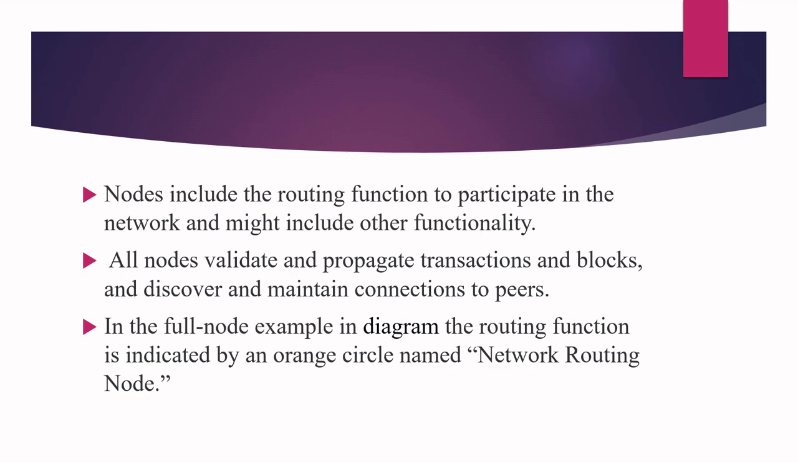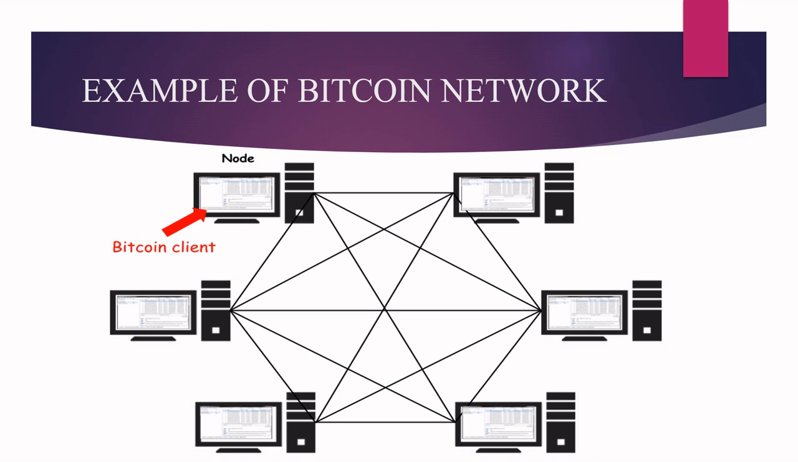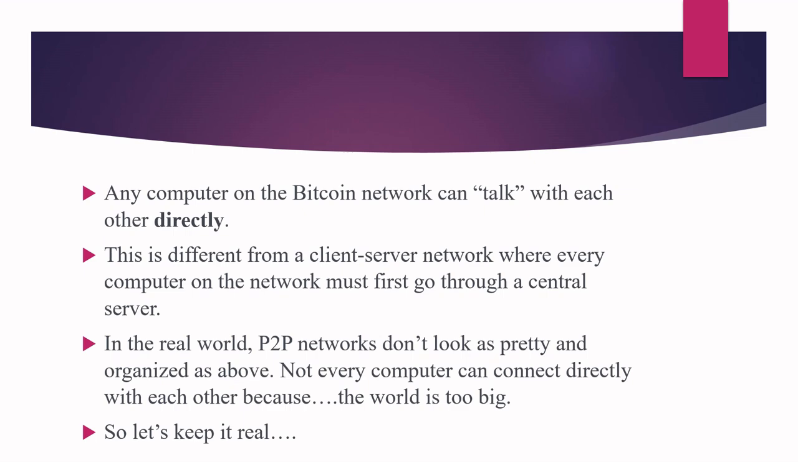Nodes include the routing function to participate in the network and might include other functionality. All nodes validate and propagate transactions and blocks and discover and maintain connections to peers. In the full node example in the diagram, the routing function is indicated by an orange circle named network routing node. This slide shows the example of a Bitcoin network. In this diagram, there is only one node called Bitcoin client that connects all the nodes of the computer. The explanation for the diagram is any computer on the Bitcoin network can talk with each other directly.